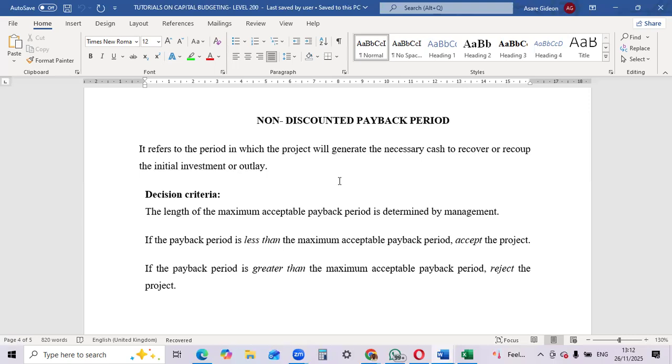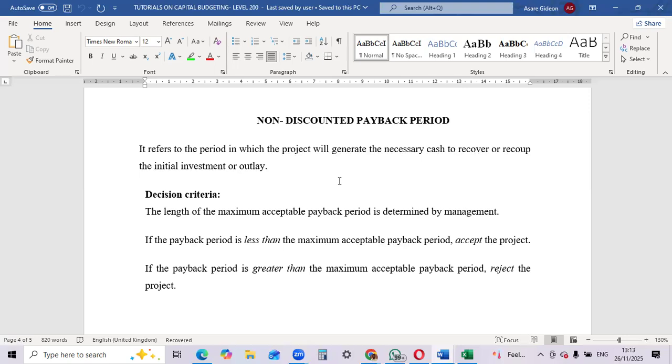So depending on the decision that management takes, say, I think this project by the fifth year, you should be able to generate the necessary cash to recover the outlay. Now, explaining point two, if you're able to recover that initial outlay within the third year, then it means we have to accept the project. Are you getting the point?